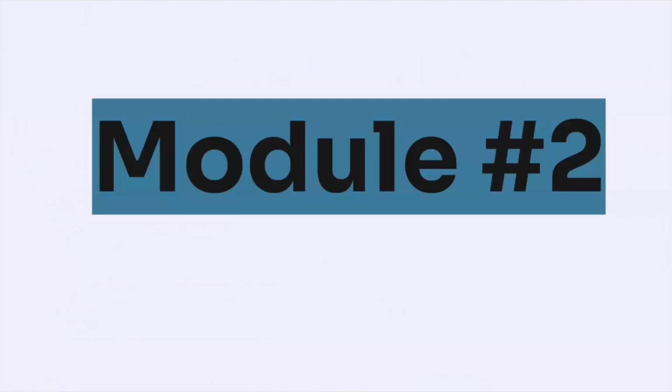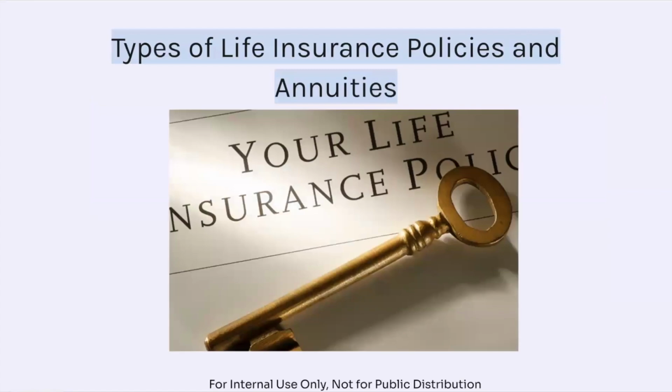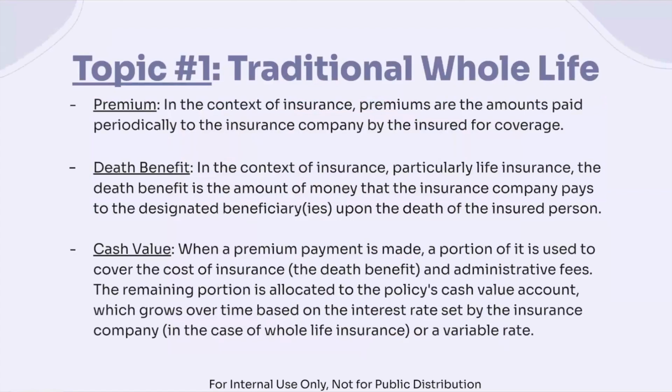Alrighty, we're now on module two. So hopefully in module one, you learned the basics of those elements and characteristics. You talked about underwriting, right? So a lot of terminology. Now in this module, we really need to focus on the types of policies that are involved, and we have a lot. So let's get started first with the traditional whole life policies for topic one.